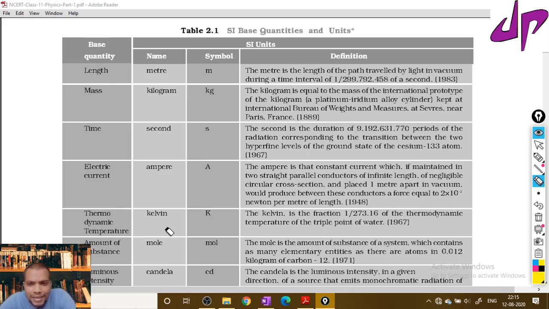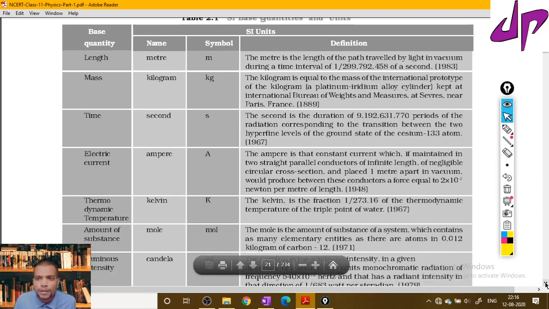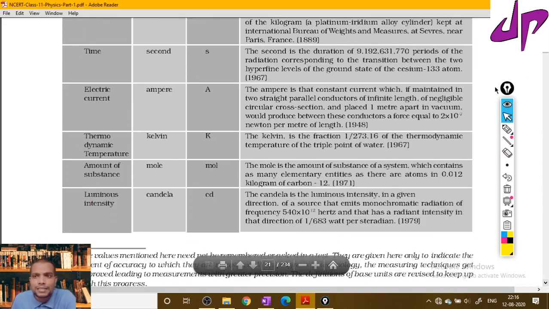So the mole is nothing but an amount of substance. If you take a carbon 12 atom, C12, 0.012 kg of carbon contains how many carbon atoms? That number we define as a mole. This definition we already knew. And the last one goes to candela, or the luminous intensity.